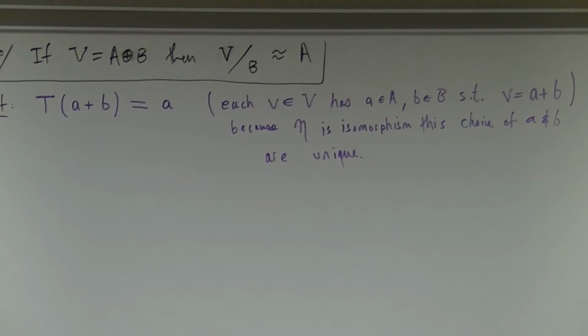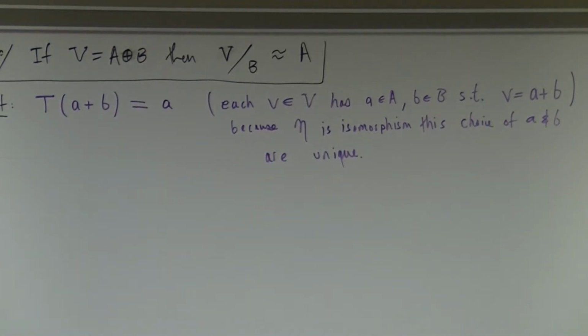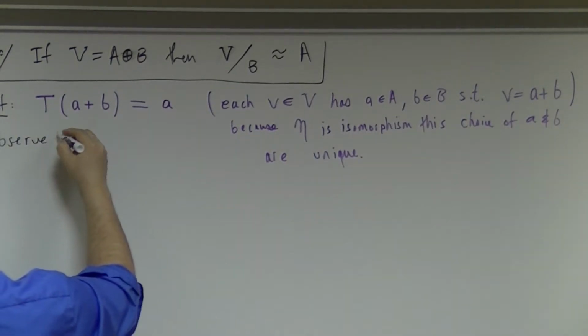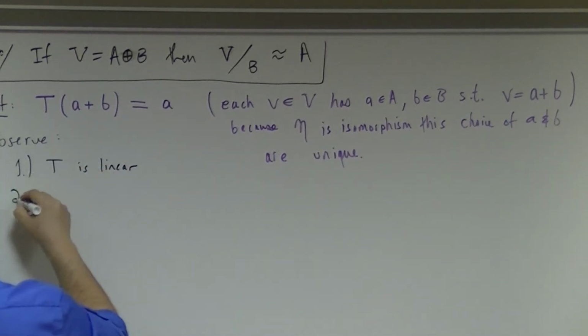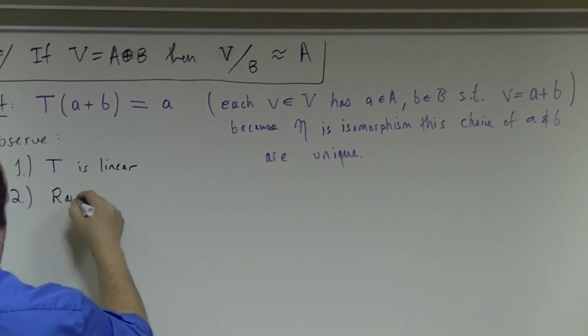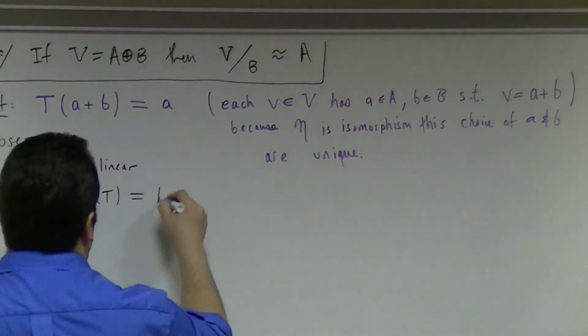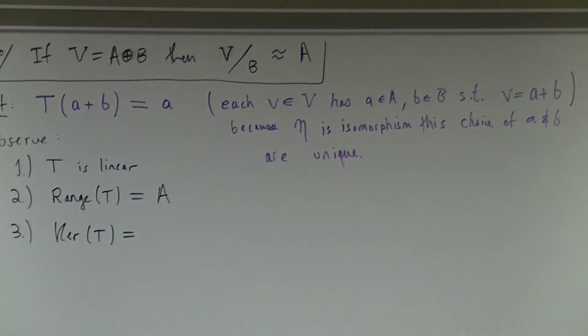Is that a linear transformation? Yes, T is a linear transformation. You can check it. It's not hard. What's the kernel of T? Well, first of all, what's the range of T? We'll make a couple of observations. Number one, T is linear. Two, the range of T is what? A, right? What's the kernel of T?